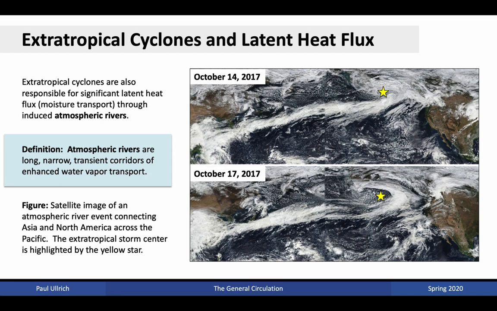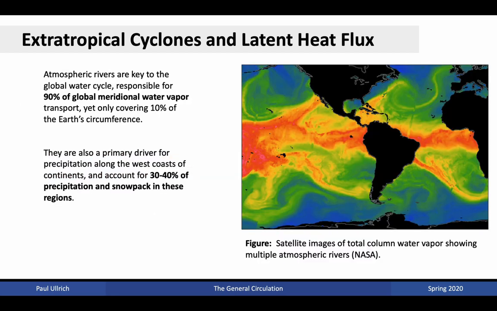Formally, atmospheric rivers are long, narrow, transient corridors of enhanced water vapor transport, and these are particularly relevant to mid-latitudinal weather along the west coast of continents. Atmospheric rivers are known to be responsible for 90% of global meridional water vapor transport, yet they only cover 10% of the Earth's total circumference. They're also responsible for about 30 to 40% of precipitation and snowpack along the west coast of continents.